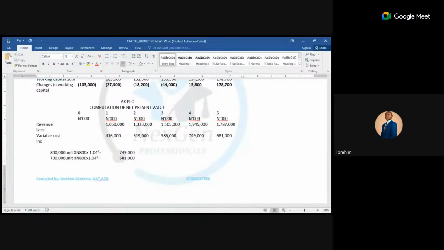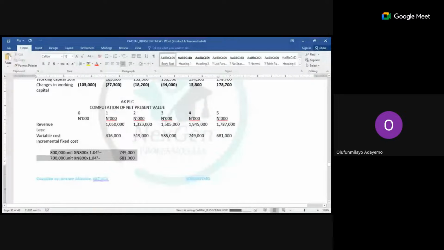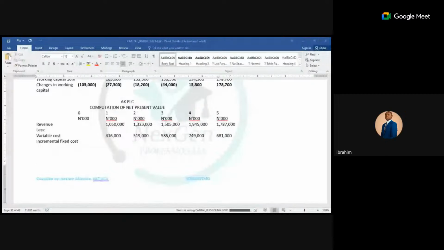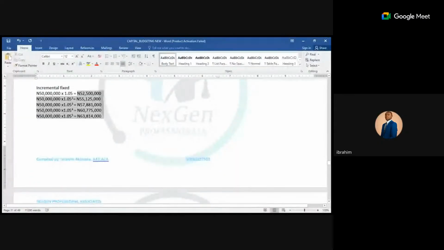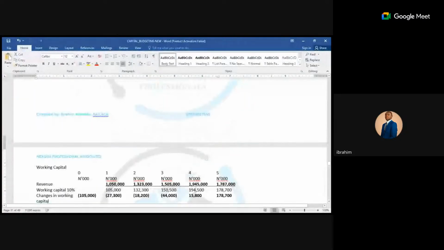What do we have? We have incremental fixed costs. What is the first year? Incremental fixed costs. 63,000. Okay. I'm coming, just hold on. Let me copy this so that we can just switch it on.